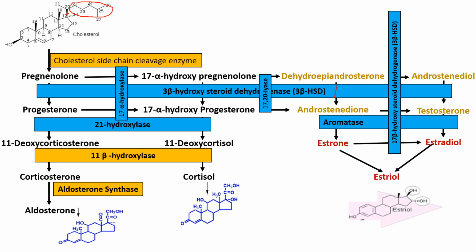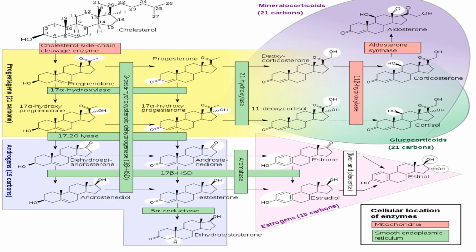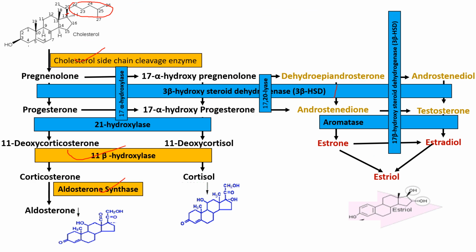If you see the color of these enzymes, the orange colored enzymes, like this one, this one, and this one, are mitochondrial enzymes, and all the remaining blue colored enzymes which you are seeing here are present in the endoplasmic reticulum. Now the same pathway is written here with the structures. If you want to remember the structures, you need to do a little bit of practice. You can pause the video and practice. If you don't require structures, at minimum you should remember the names of the enzymes and the names of the pathway.